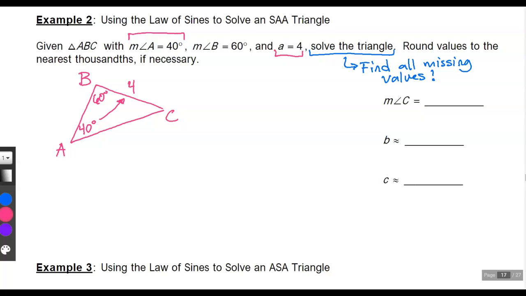Now, it's asking us to solve for the measure of angle C. How do we solve for the measure of angle C? Yes, we know that all triangles add up to 180, so we can just subtract 60 and 40 from 180, and we get 80. So angle C is 80 degrees. Now that we know that angle C is 80, do you think it matters which one we solve for first, side B or side C? No, it doesn't matter. But let's solve for B first.